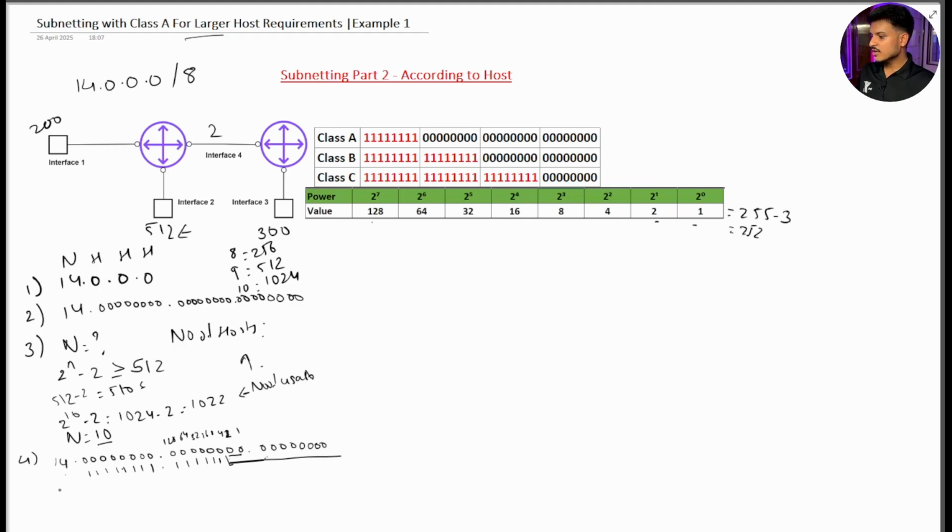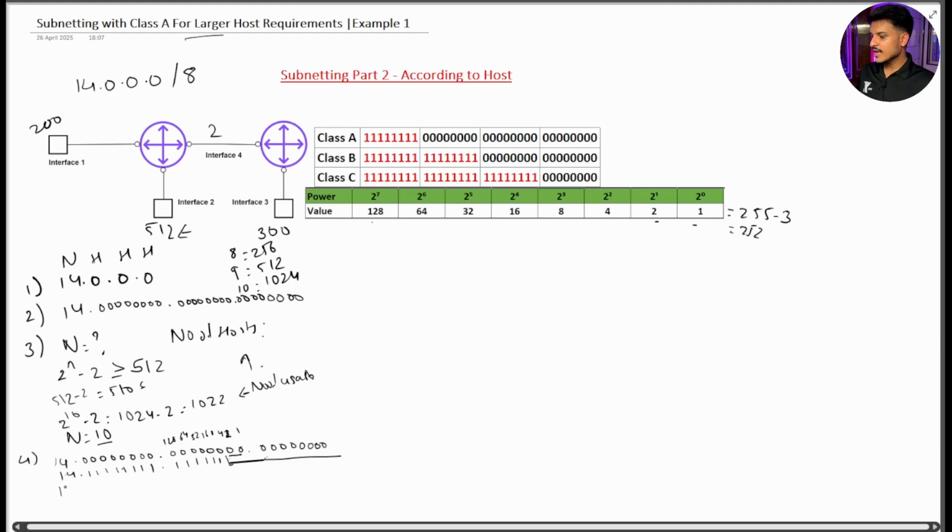Okay, so now we have to write its decimal value. So what will be the decimal value? It will be 14, and all ones in decimal are written as 255, and in the third octet, as subnetting is being done, in decimal it will be written as 252, and the last bits are all for host, so it will be 0, as all are 0 only.